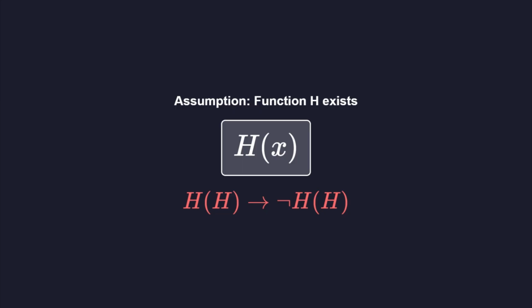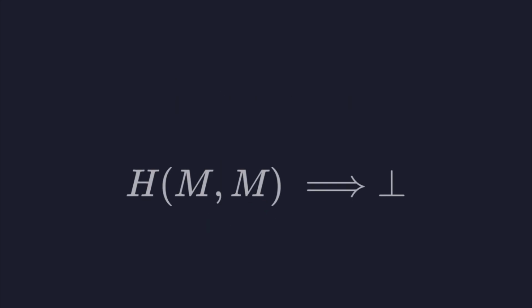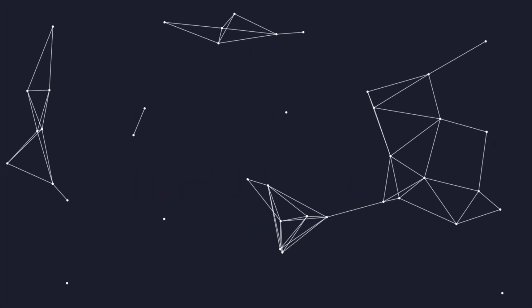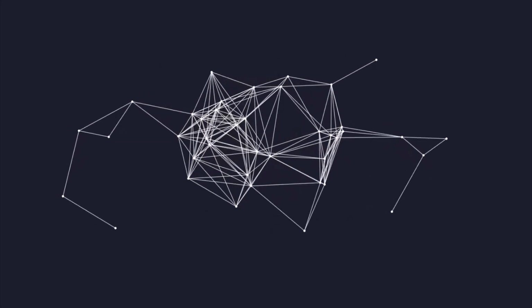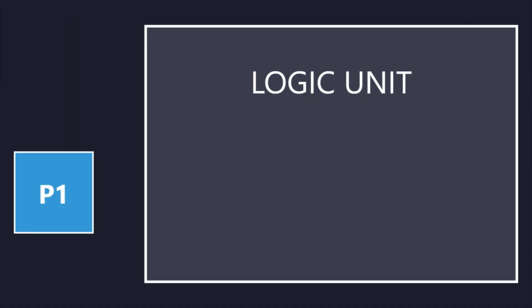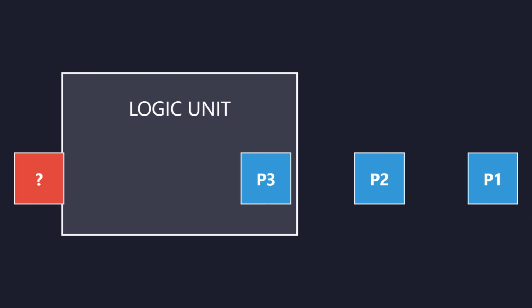Since H cannot be right regardless of its output, the initial assumption that function H exists must be false. This proof by contradiction demonstrates that the halting problem is undecidable in every standard model of general computation. The result is not a failure of current technology, but a fundamental and inescapable boundary of mathematical logic. It implies that there are specific, well-defined questions about program behavior that no computer can ever answer.